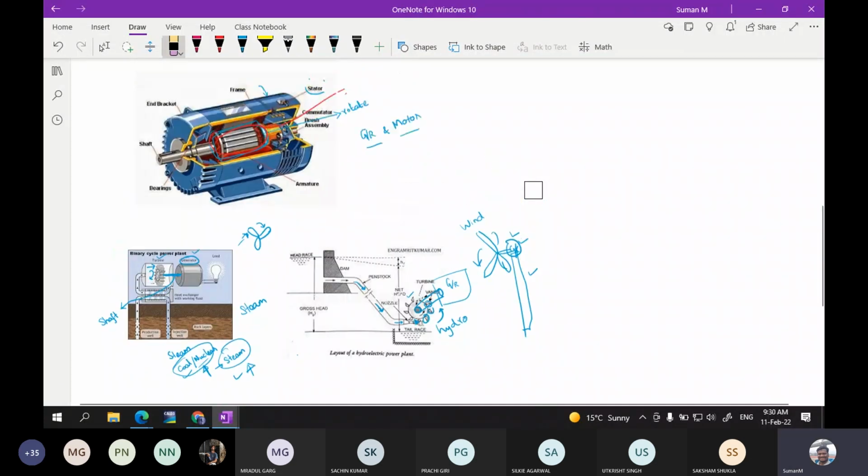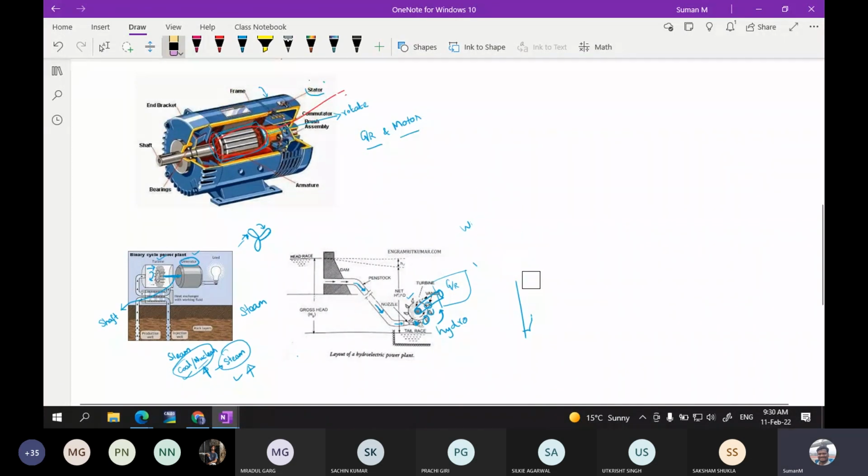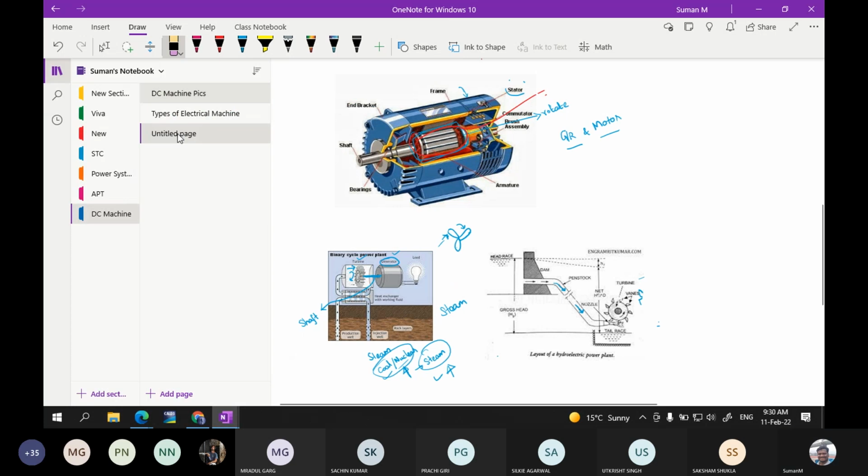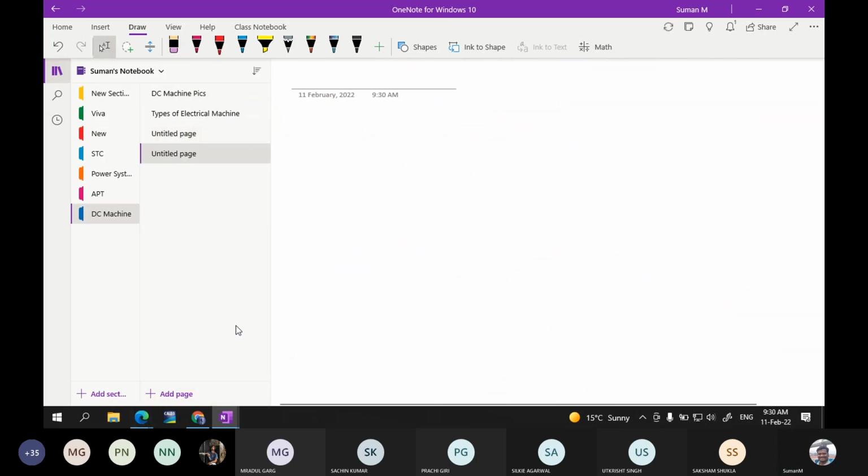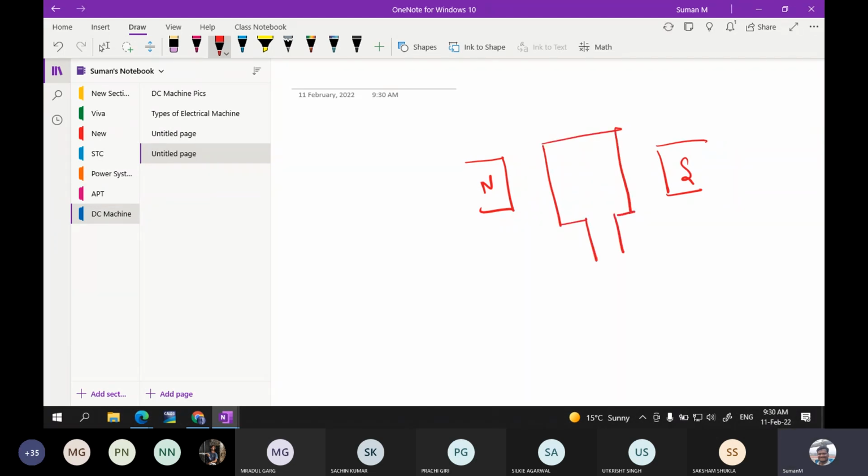So let us take a simple north pole and south pole. From that, let us analyze. We are keeping the conductor in between. Okay, so this conductor is like this.